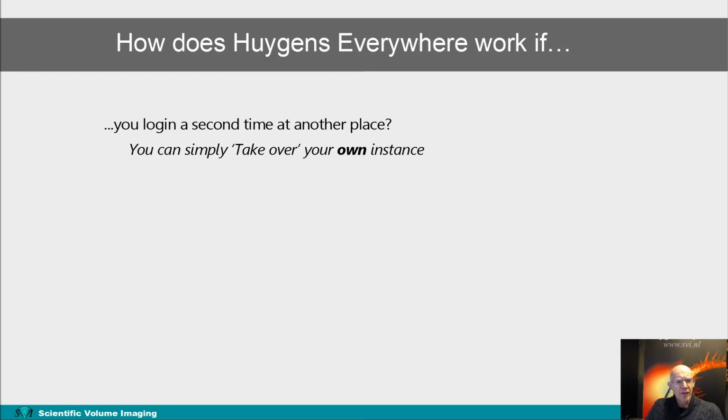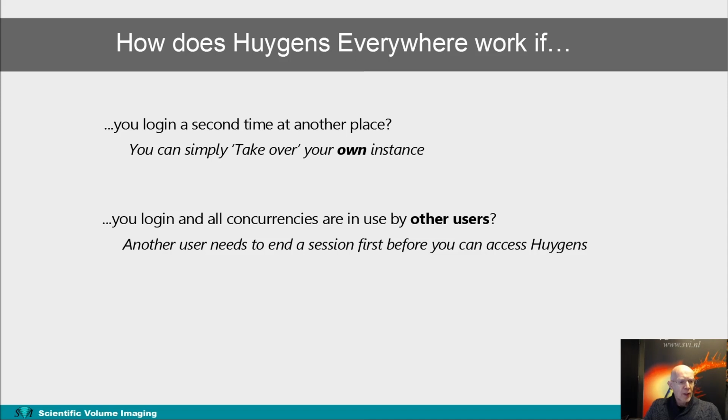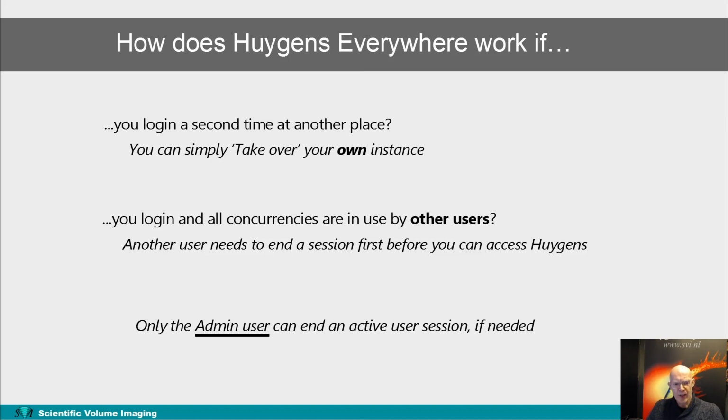So how does Huygens Everywhere work if you log in a second time at another place? It's very simple. You can just take over your own instance. What happens if you log in and all concurrencies are in use by other users? Well, first another user needs to end a session first, and then you can access Huygens. Only the administrator, the admin user, can end an active session of a user if this is needed. So there's no conflict of jobs.